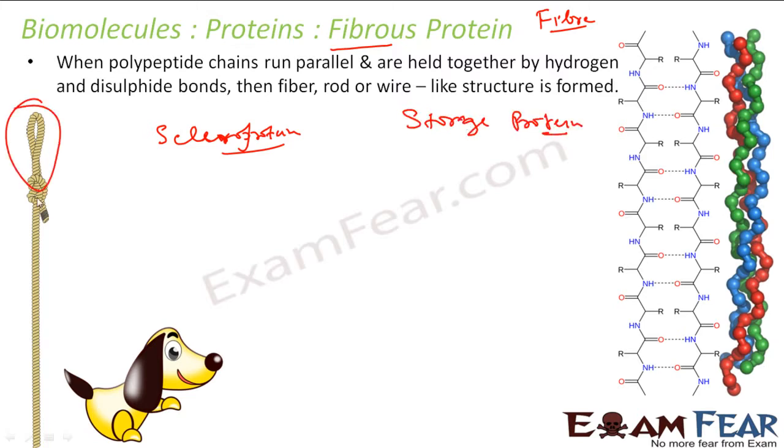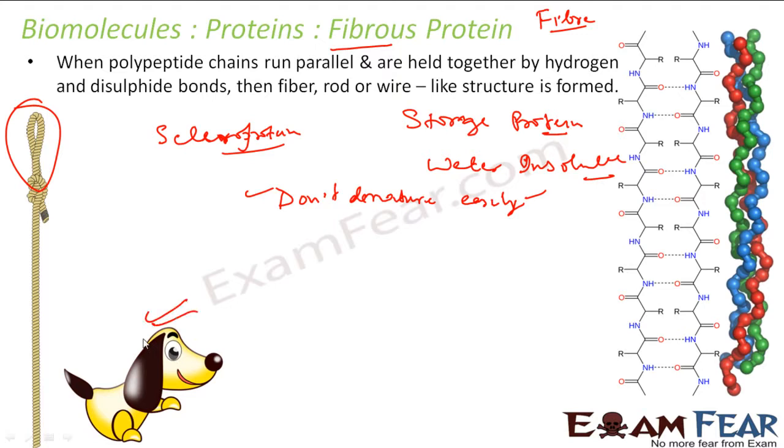They are shaped like rope. If you see ropes, they look like that. They are water insoluble, they are not soluble in water, and they don't denature easily. We'll talk about denaturation later. Just understand they don't denature easily. And they are found only in animals. They are used to connect connective tissues, tendons, bone matrix, etc. For example, keratin in the hair and collagen. These are examples of fibrous proteins.